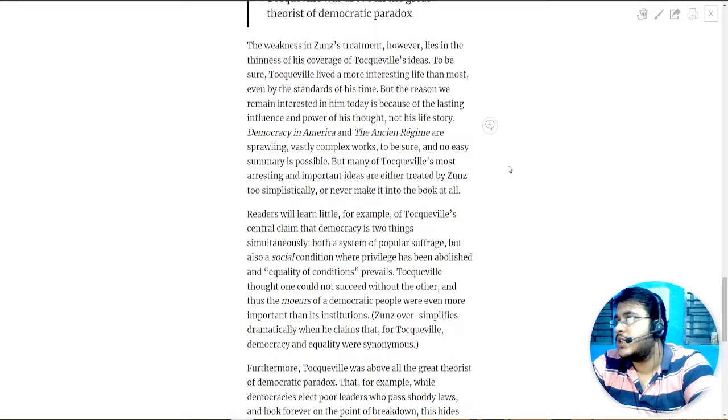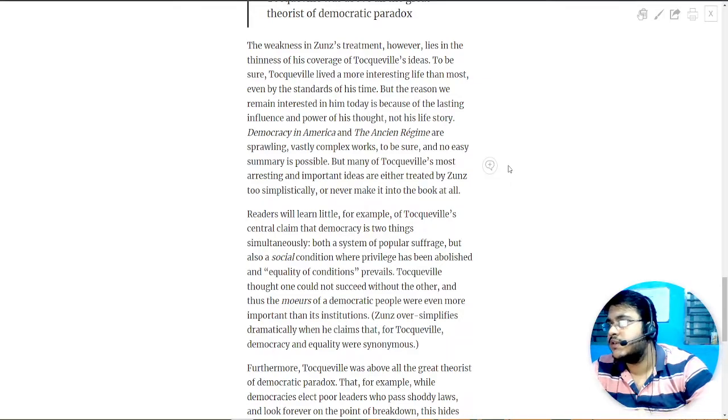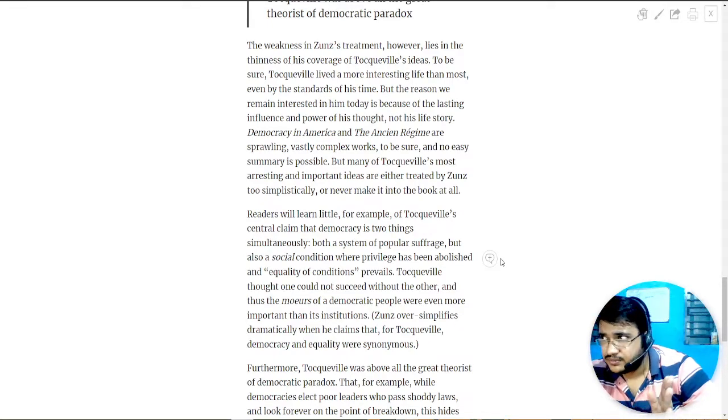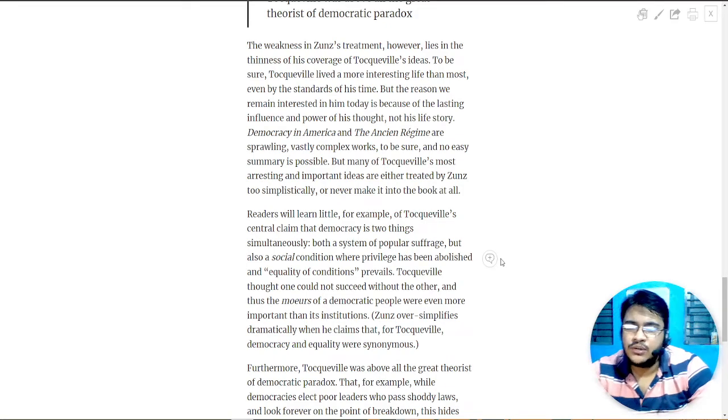The weakness of Zunz's treatment, however, lies in the thinness of his coverage of Tocqueville's ideas. To be sure, Tocqueville lived a more interesting life than most, even by the standard of his time, but the reason we remain interested in him today is because of the lasting influence and the power of his thought, not of his life story. So that is why we are interested in Tocqueville. We are not interested in how he lived, maybe a decent life, maybe an indecent life, I don't know. We are not concerned about that.